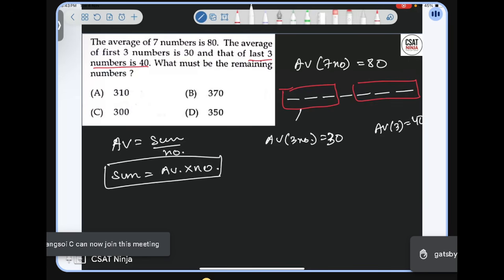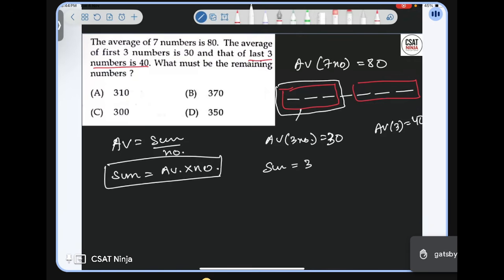So let me find the sum of this one. Let us find the sum of these three numbers. So the sum of these three numbers will be 30 into 3: this is the average, and how many numbers? Three numbers. So the sum of the first three numbers is nothing but 90. Let us find the sum of the last three numbers. So the sum of the last three numbers is 40 into 3. Why? Because we are talking about these three numbers.